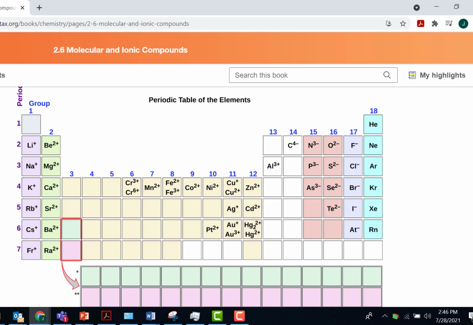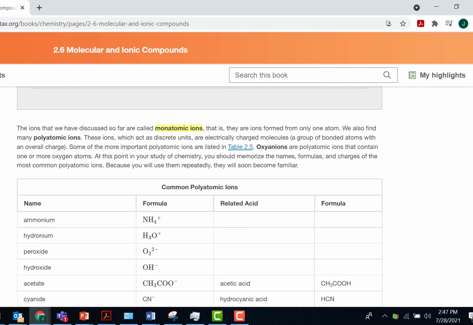So the best way to recognize when you have an ionic compound is when you have a compound where the first element is a metal, the second element is a nonmetal. So that is how you make that decision.